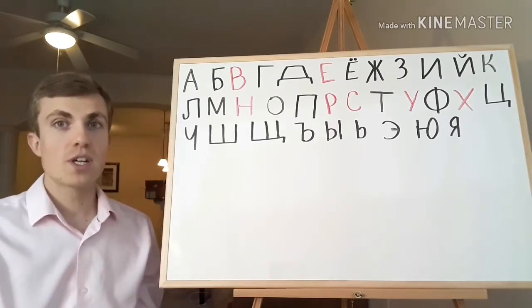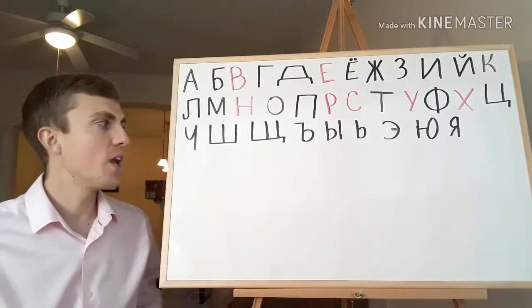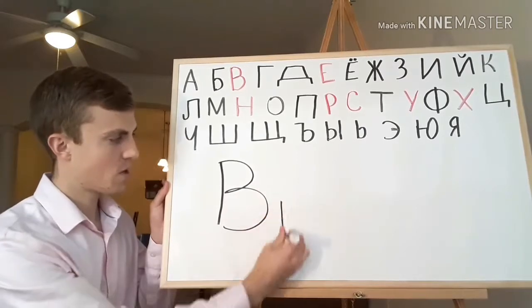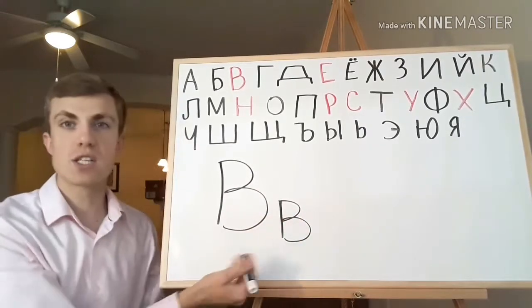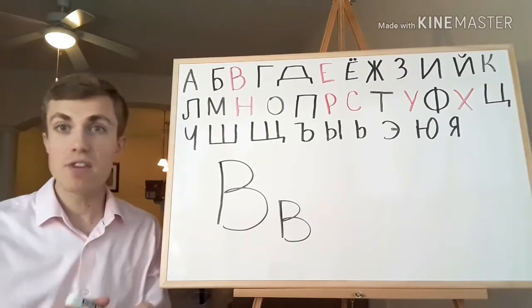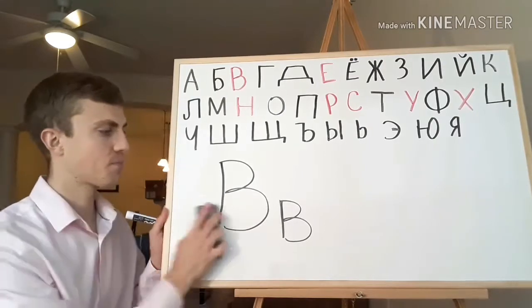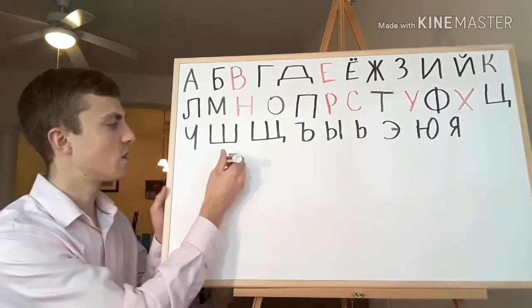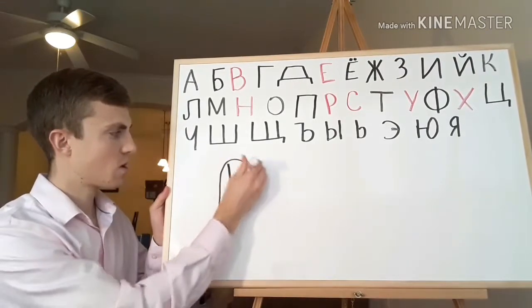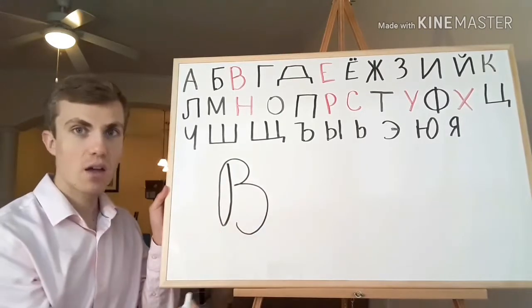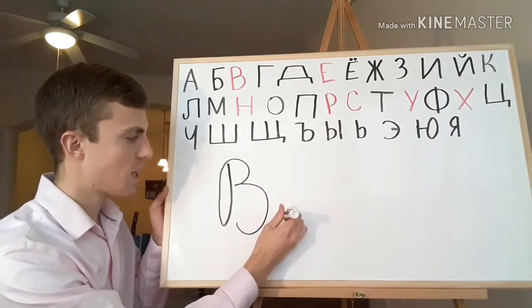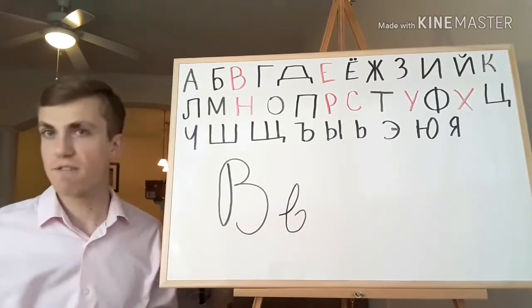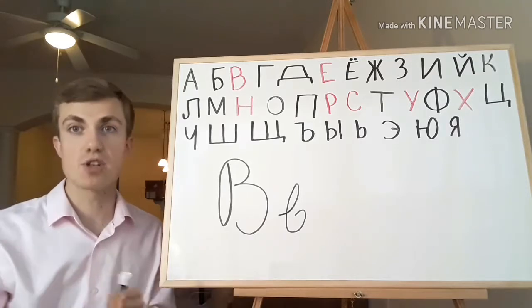So the first one we're going to learn is the letter V. And V, when typed and printed, looks like this. As you can see, it looks similar to the English B. However, it makes the V sound. So written in cursive, it looks like this. Simply draw a capital like that. The lowercase is like this. As you can tell, even the cursive versions look like their counterparts in English.